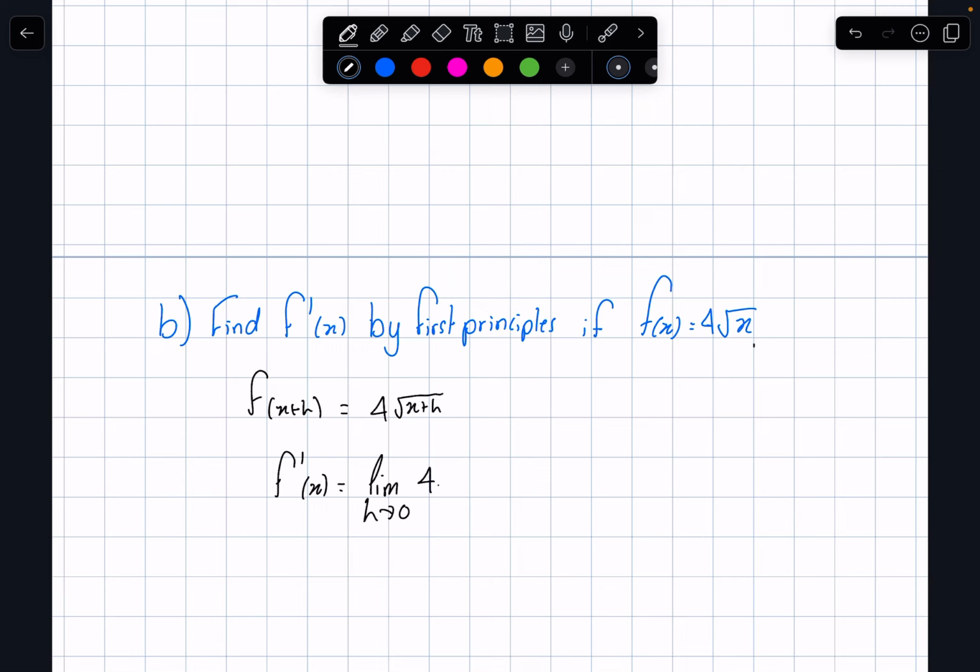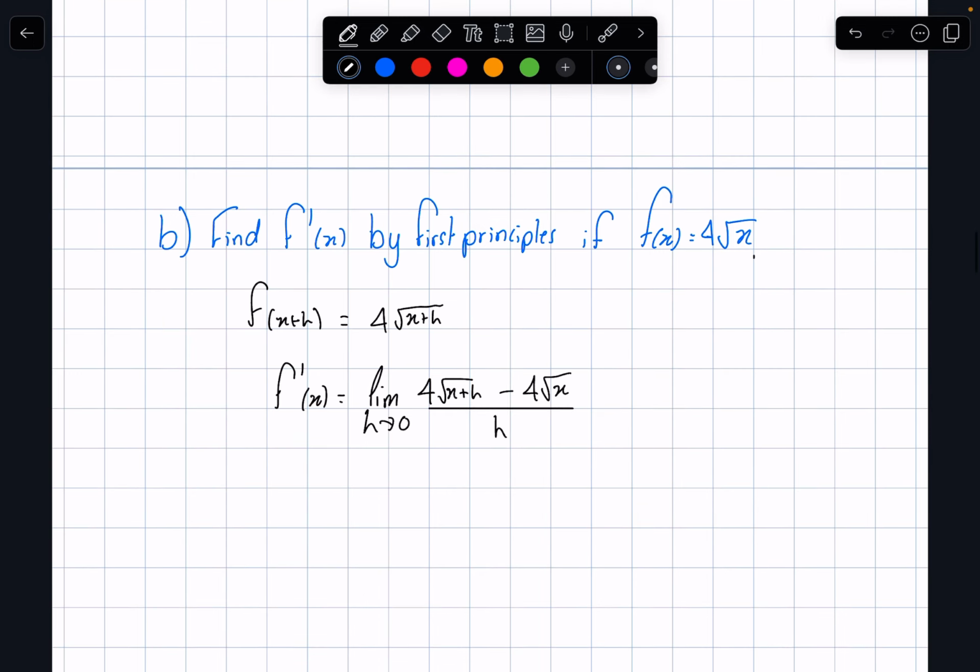So f of x plus h is what we just wrote there, minus f of x, which is minus 4 root x, all over h. Now, to deal with square roots, we want to get rid of those square roots. And a way we do that is by multiplying by the radical conjugate. So I'm going to multiply top and bottom by my radical conjugate, which is just the same terms, but we change the sign separating them.